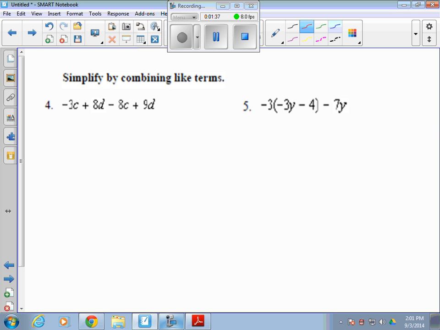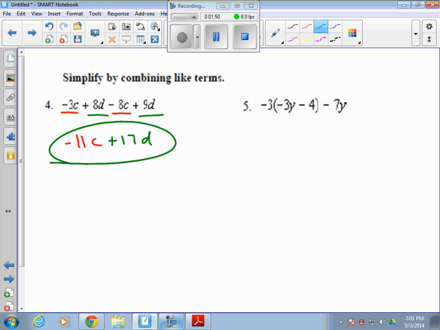Number 4 says simplify by combining like terms. Negative 3c minus 8c is negative 11c. Positive 8d plus 9d is plus 17d. Negative 3 times negative 3y minus 4, you have to distribute. Negative 3 times negative 3y is 9y positive. Negative 3 times negative 4 is positive 12 minus 7y. Put your y's together, 9y and negative 7y. 9 minus 7 is 2y plus 12.